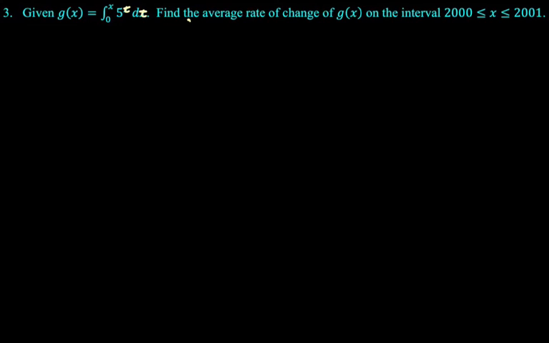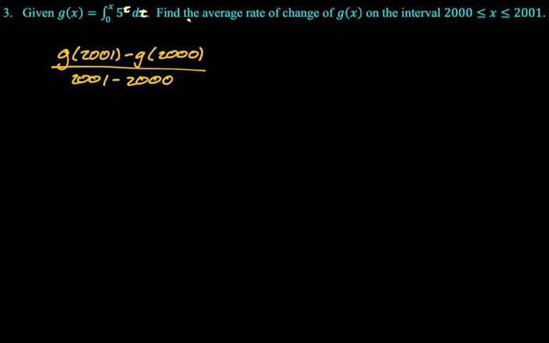Find the average rate of change of g of x on the interval from 2000 to 2001. So I'm just going to dive in and do it. Average rate of change is algebra 1 slope, so it's going to be g of 2001 minus g of 2000 all over 2001 minus 2000, which is convenient because that subtraction is just 1. Now we're going to go back to the function g and find g of 2001. That just means make the upper bound 2001. Also, I'm going to use x here, and we're just going to live with it. Minus, replace the upper bound with 2000.